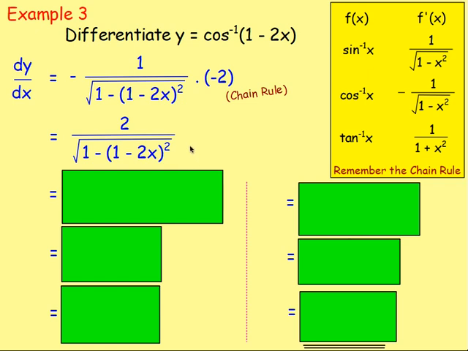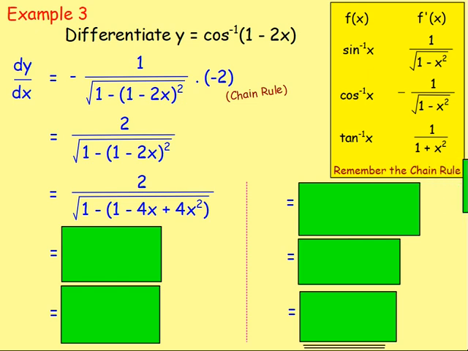How could you do it? Yeah, you could just multiply out the brackets. You've got something squared, so let's multiply out the brackets the way we've been doing for years. So leave the rest of it as it is. We'd have 2 over the square root of 1 minus, and if you multiply 1 minus 2x by 1 minus 2x, it'll give you 1 minus 4x plus 4x squared.